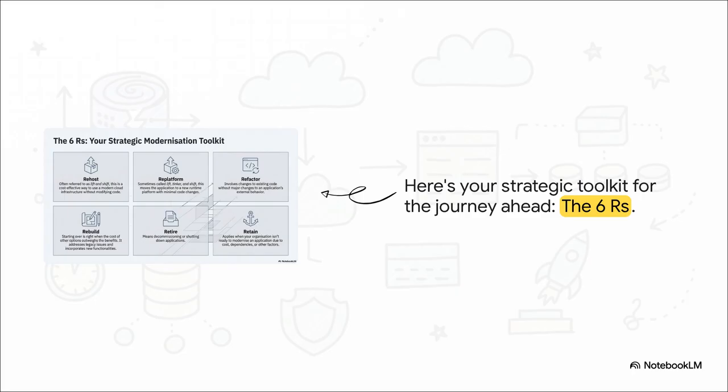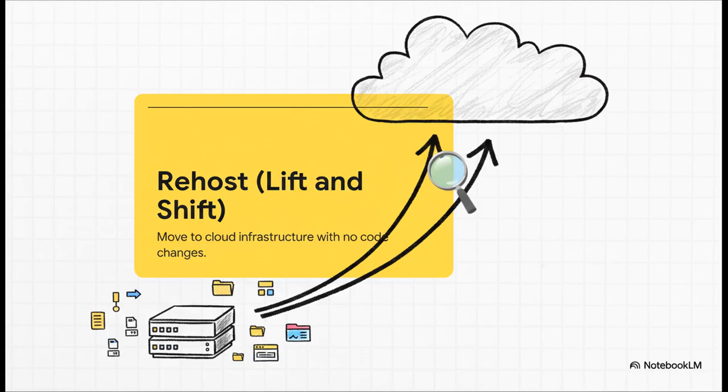And that is exactly where these 6 Rs come in. This is the framework, the game plan that gives you a clear path forward for every single application you've got. So let's break them down, one by one. First up, we've got Rehost. You'll probably hear this called lift and shift, and honestly, it's exactly what it sounds like. You're basically picking up your application as is and moving it to a new home in the cloud. You don't change any of the code. It is by far the fastest and most direct route to get there.